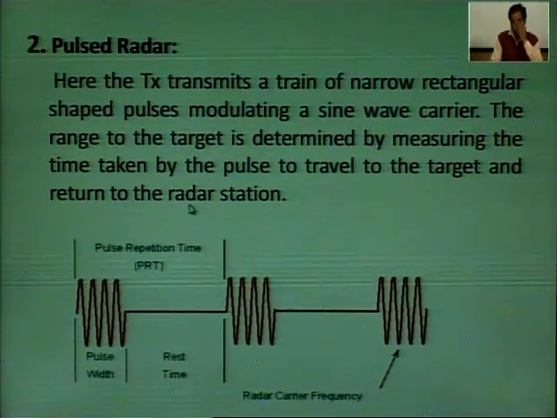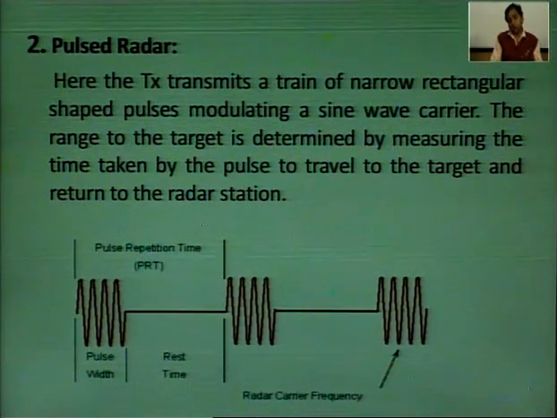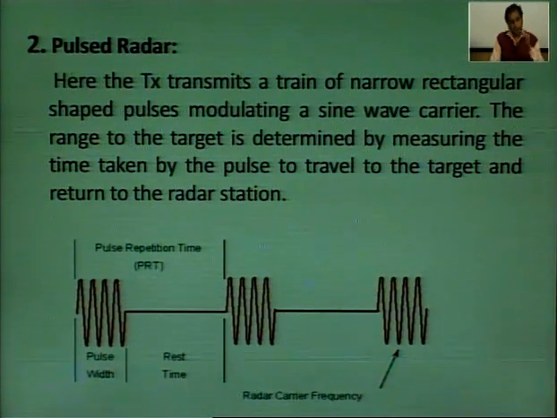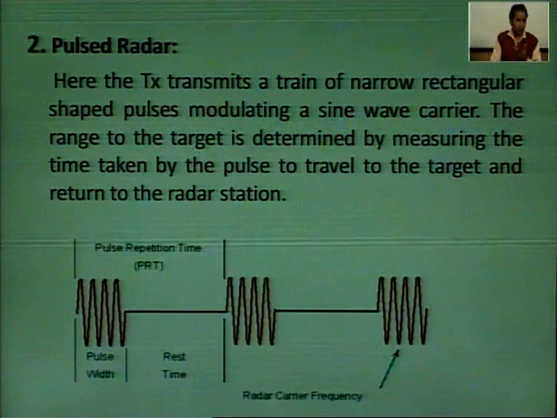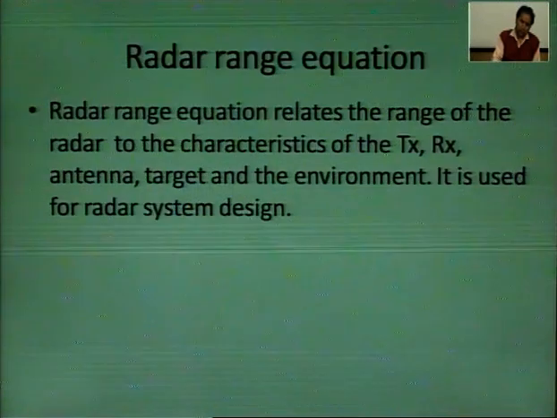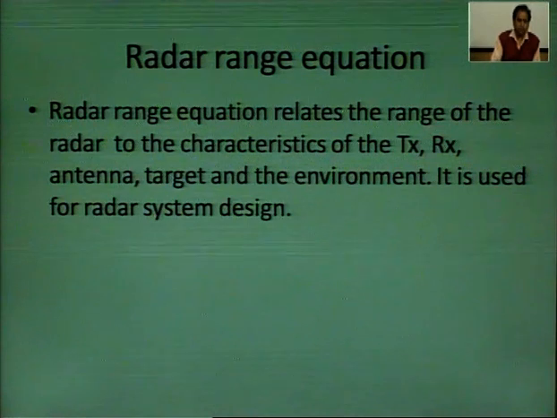We have just discussed the operation of pulse radar. There we had the transmitter, the receiver, and the duplexer, and the time taken by the pulse to travel to the target and return to the radar station was calculated. As we know the velocity, we can calculate the distance, or find out the range.